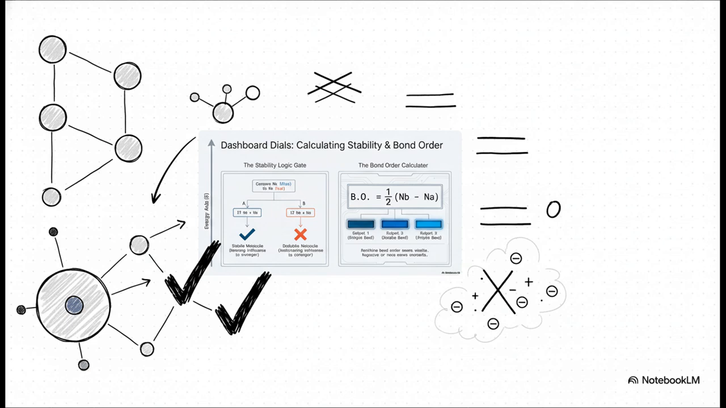Let's run a quick test on a hypothetical helium molecule, He2. It would have 2 electrons in bonding orbitals and 2 in anti-bonding. Plug that in, and you get a bond order of 0. That means no stable bond forms, which is exactly what we see in the real world.